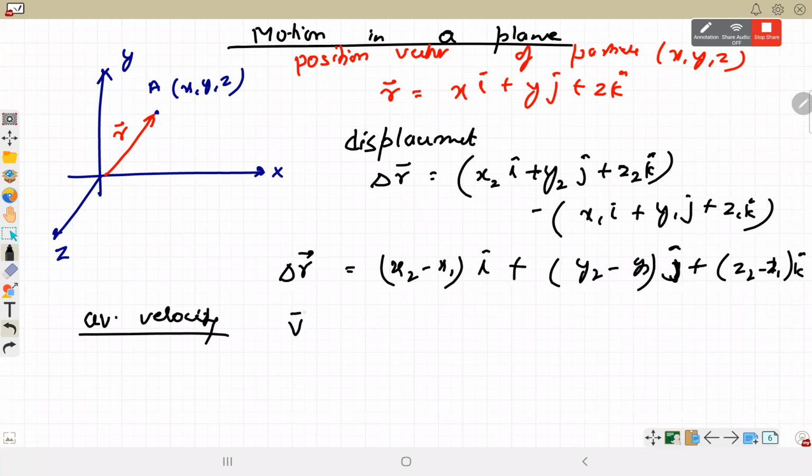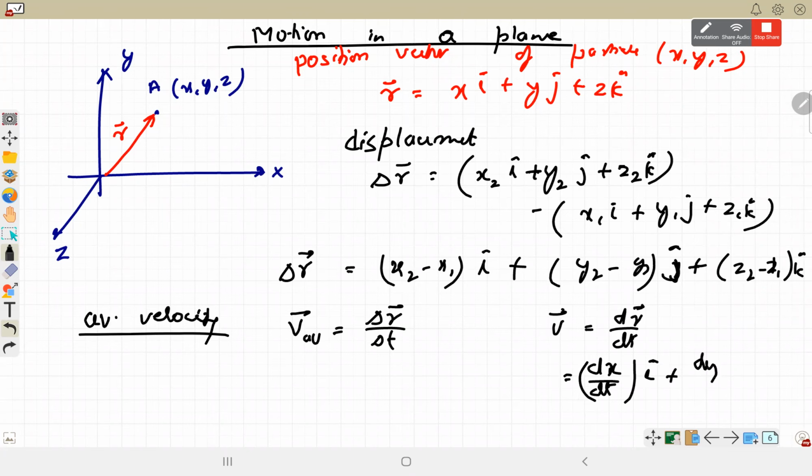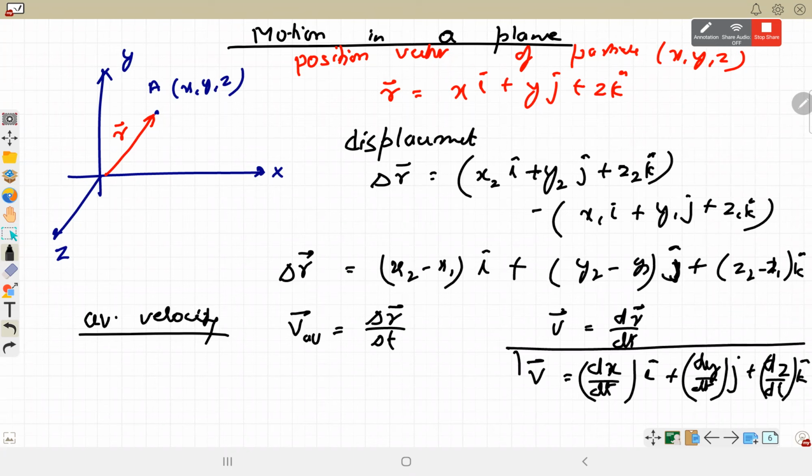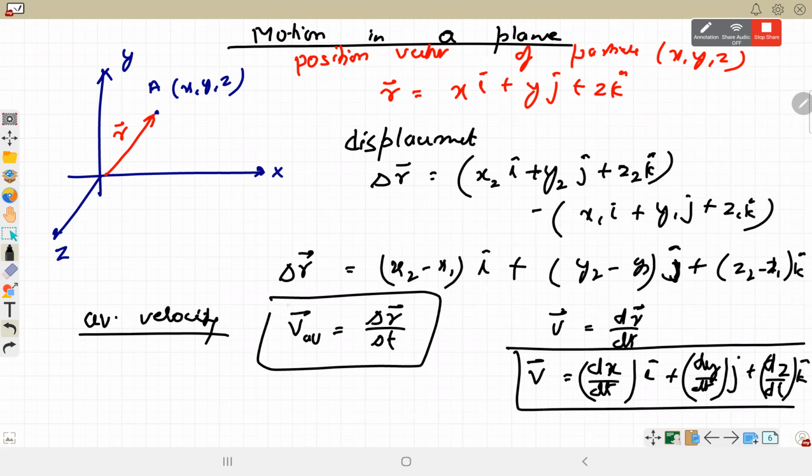Average velocity is total displacement delta r divided by delta t. Instantaneous velocity will be dr by dt. So you need to do the three different stepwise differentiations separately for i, separately for j, and separately for k if it is variable. And similarly, we differentiate velocity to get acceleration by the same logic, average acceleration and instantaneous acceleration.